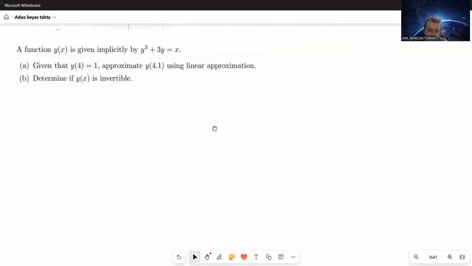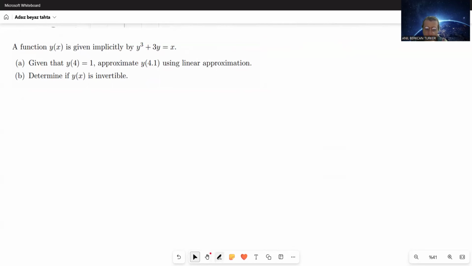Okay, so this is my question. A function y(x) is given implicitly by this equation. I don't know, it should be an exercise in one of the recitations. And we have some base point. Let us approximate this using linear approximation.